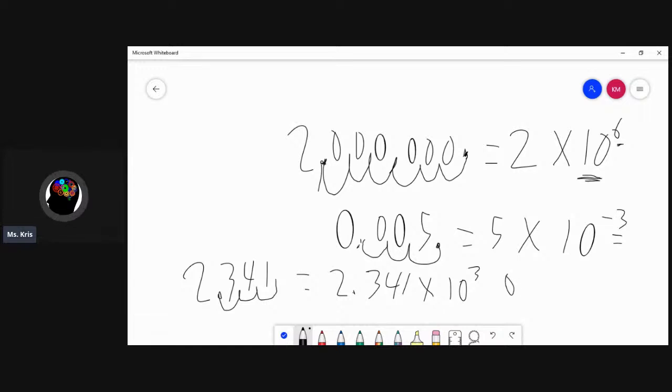Another example would be 0.0952. Move this 1, 2, because I had to get to the 9. Now I have 9.52, and that is times 10 to the negative 2. Because if I multiply them back out, they will go back into the original spot.